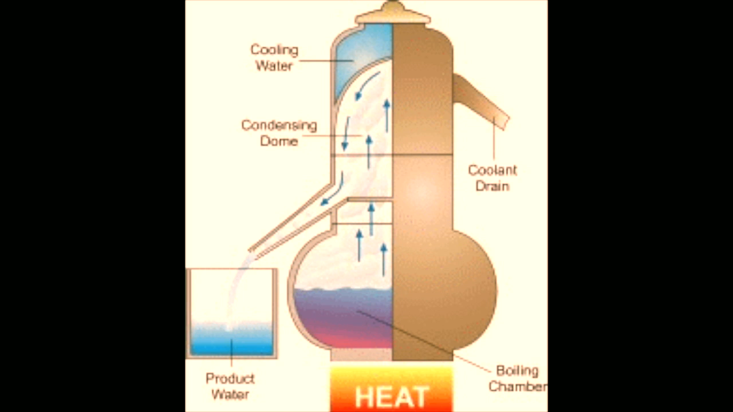One of the processes is called thermal desalination. This is the oldest method of desalination. This process happens in a desalination plant. First, water is heated in a boiling chamber that is heated from underneath. The water then turns into vapor and rises into a condensing dome, which holds cool water above it.